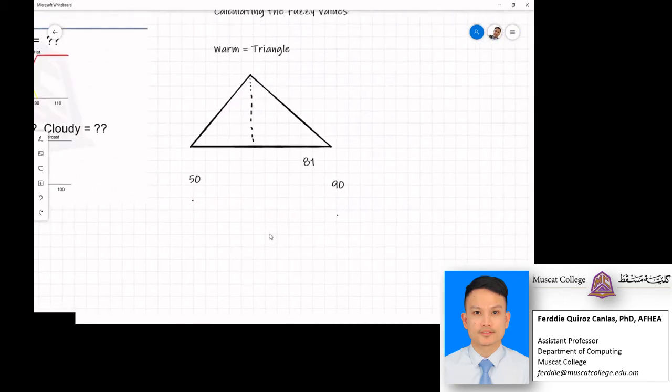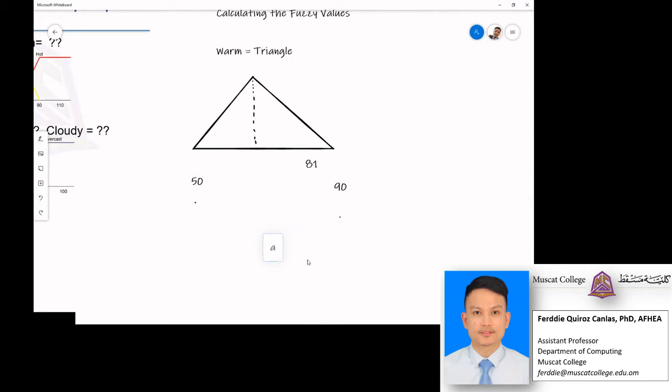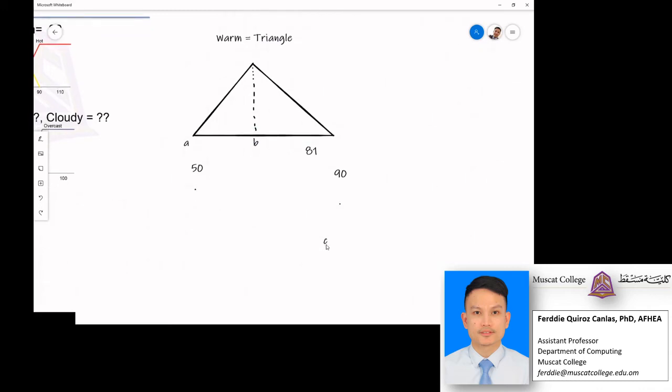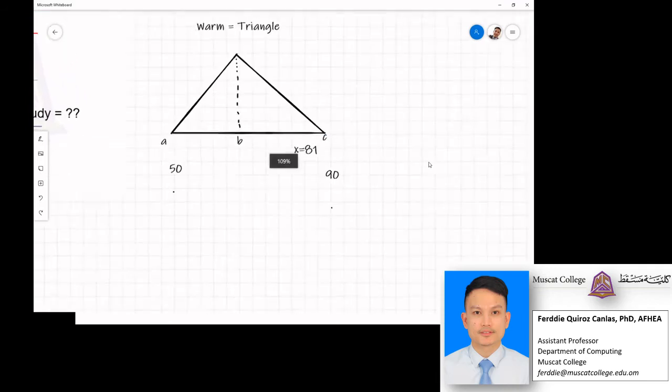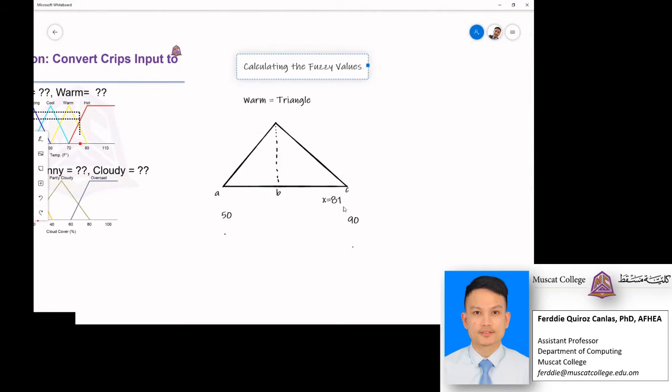Let me draw here. We will have A here, and we have B, and we have C here. Our X is actually 81. So this is our X, X is 81. What will be the fuzzy value of 81? You have to remember, my friends, fuzzy values should always be between 0 and 1 only. If your value is more than 1, let's say 1.5, I'm pretty sure your calculation is wrong.